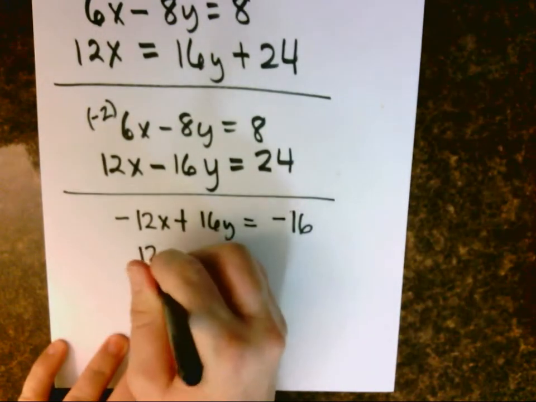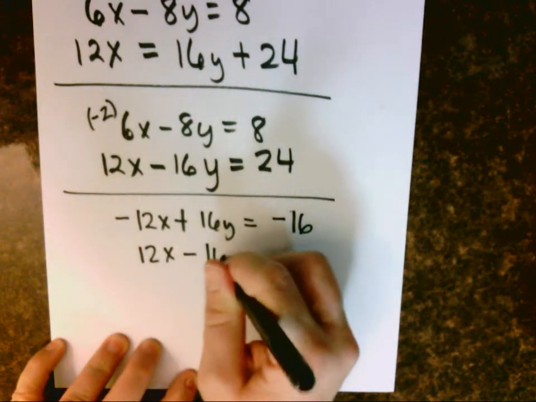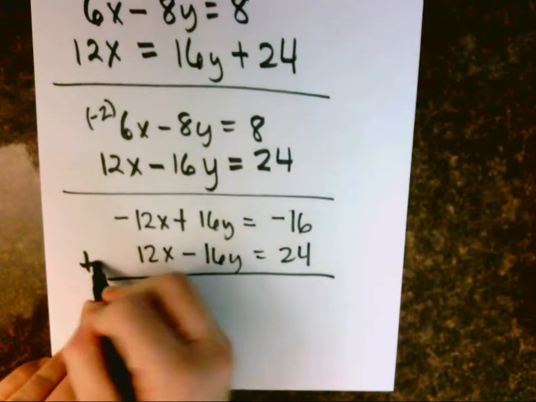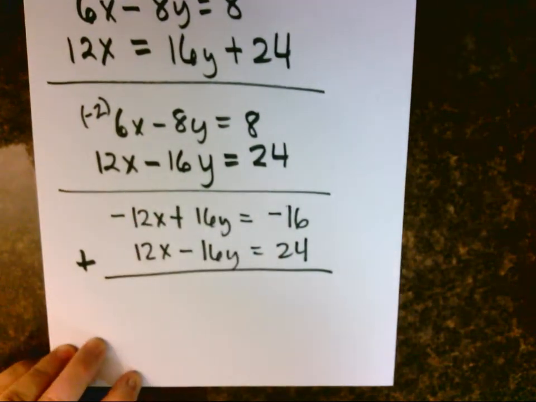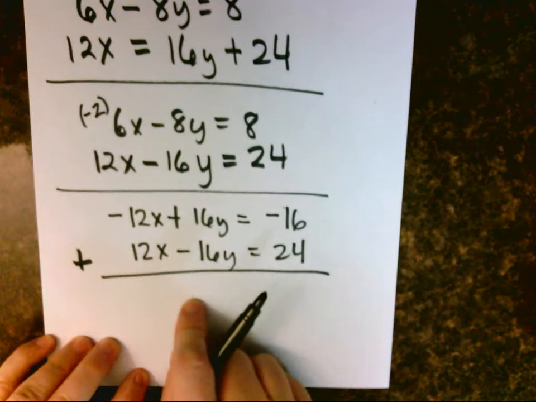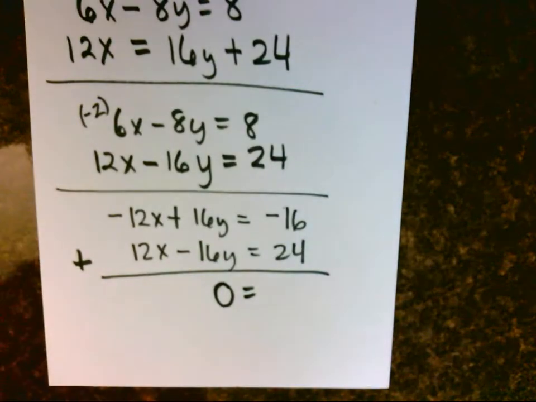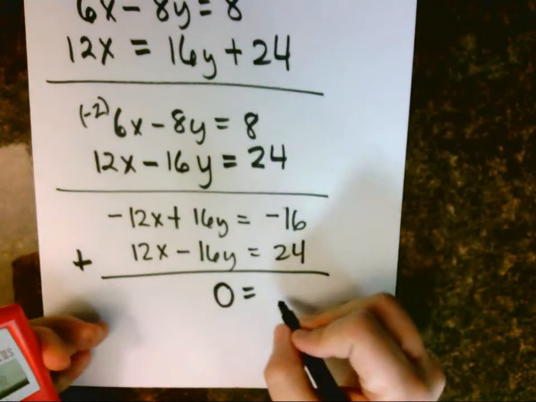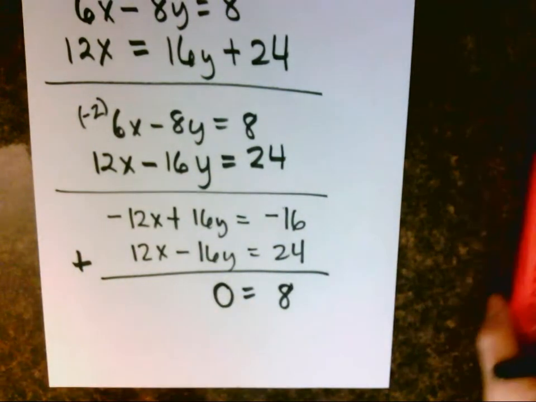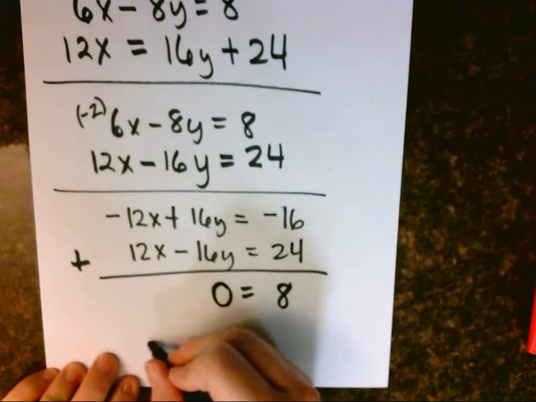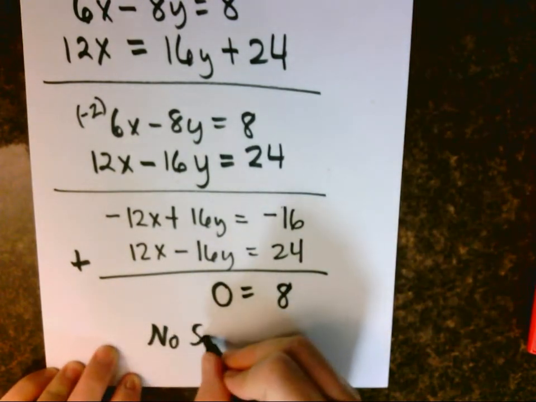Good. Now I copy the second equation just the way it is. And I'm going to go ahead and add these at this point, and I eliminate my x. I have 0 x's now, and I eliminate my y's, so nothing on this side, right? And this side is 24 minus 16, 8. Do y'all believe that 0 equals 8?